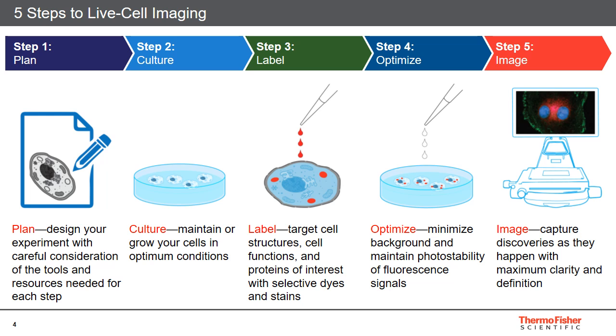So if we go back to these 5 steps, we can move into step number 2, where we really are now committed to a live cell imaging experiment. And so we need to start off with a nice healthy cell culture, because as with really any biological experiment, a successful experiment starts with a nice healthy cell culture. So we need to learn how to properly grow and maintain our cells in their optimal growth conditions.